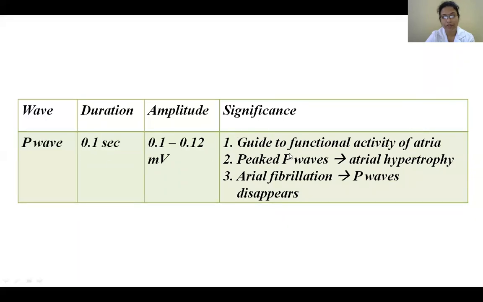A P wave represents the functional activity of the atria. Whenever there is atrial hypertrophy, you will see peaked P waves, because the amplitude of the wave is represented by the thickness of the wall. If the wall is thick, you will get big amplitude waves. So peaked P waves are seen in atrial hypertrophy. And in case of atrial fibrillation, P waves disappear.